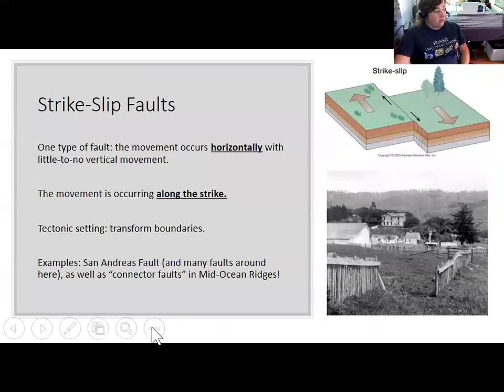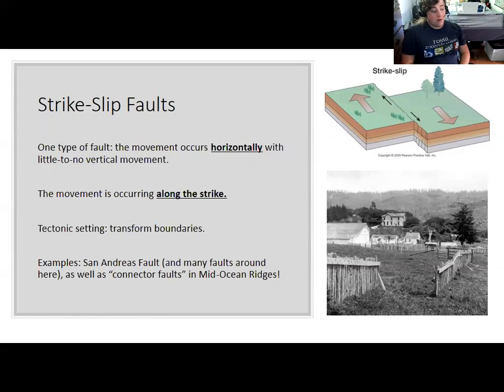And the fault that I had the example of before, as well as the San Andreas and the Hayward fault, are known as strike-slip faults because the movement occurs horizontally with little to no vertical movement. We didn't really talk much about strike and dip in this class, but the strike of a geologic feature is basically what compass direction it's cutting in, and strike-slip faults are known as such because they move along the strike of the fault.